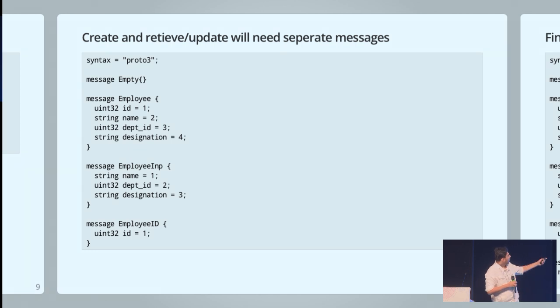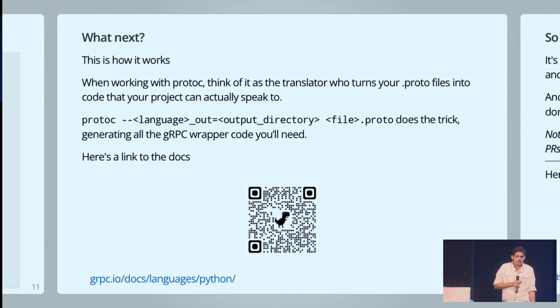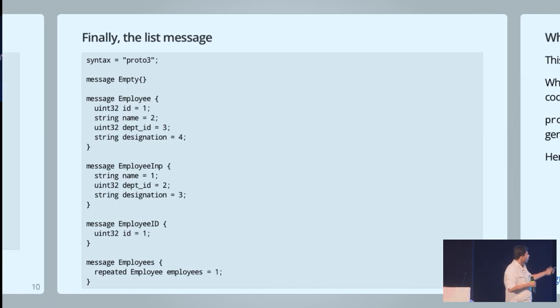Cool, so we have this protobuf defined. We have syntax proto3, message empty, employee, employee inp and ID, and employees. Employees here is special, since list is going to retrieve a list of employees, right? It's like having a pydantic list of pydantic objects. For that we have this repeated keyword. You can say it's going to return repeated employee, and the field name is employees with ID, number 1.